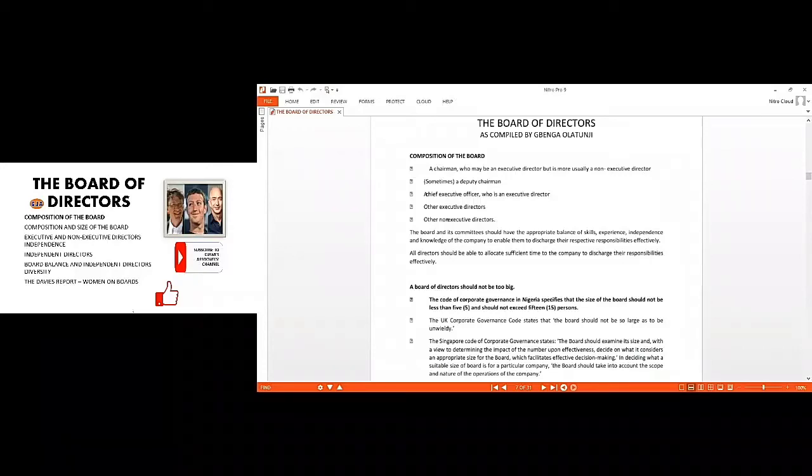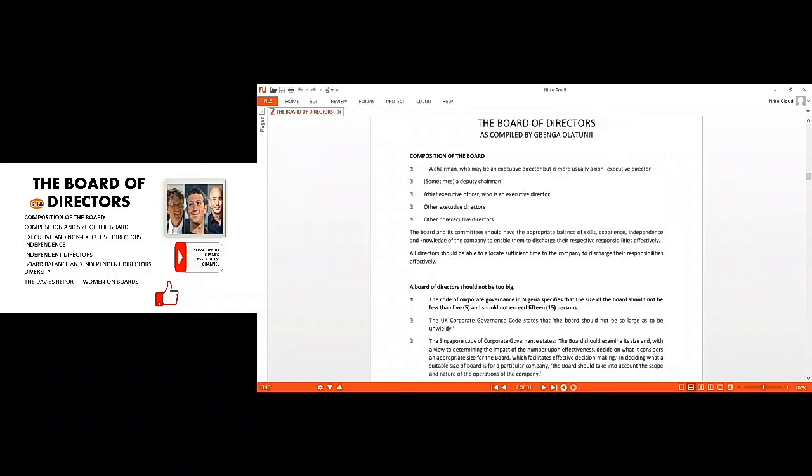The composition of the board of directors. At the apex of the organogram or structure diagram of the organization, we are going to find a man or a woman titled the chairman of the board. Usually it should be non-executive, but it could be executive too, but it is best practice that the chairman should be a non-executive director.